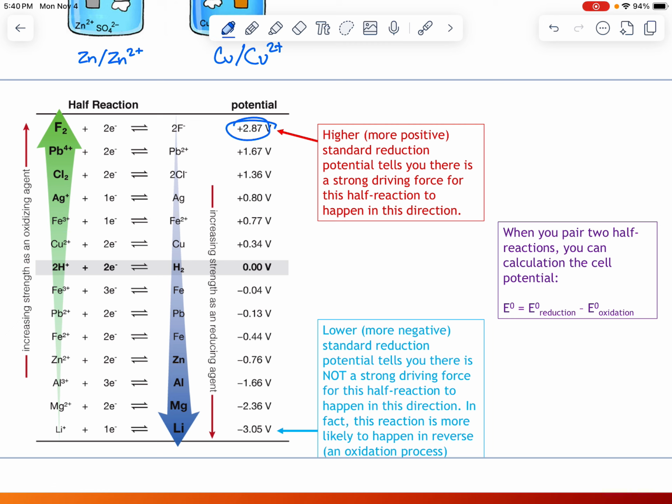Higher values, okay, more positive standard reduction potential told us that there was a strong driving force for the half reaction to occur in this direction. So all of these half reactions are written as reduction reactions. And remember, none of these are full reactions. They have to go hand in hand with an oxidation reaction. So the driving force for fluorine to pick up electrons to become fluoride ion is really high. Okay, there is a stability associated with it. The electrons really want to be in that fluoride ion.